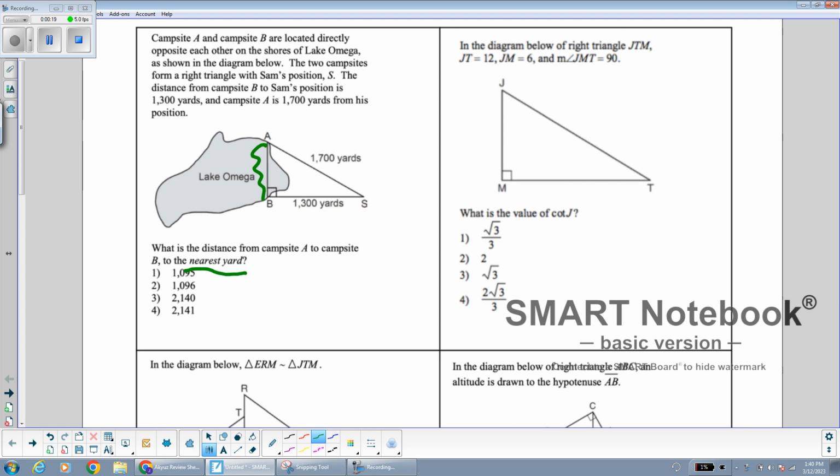Now we have a right triangle here, and we know two sides already. So what I'm going to do here is use the Pythagorean theorem in order to find the missing side. Remember, for the Pythagorean theorem, the hypotenuse, which is across from the 90-degree angle, needs to be plugged in for C. It doesn't matter which leg you put as A and which leg you put as B, but it does matter that C is the hypotenuse. So let me use my calculator now.